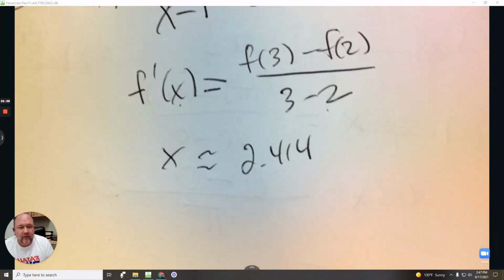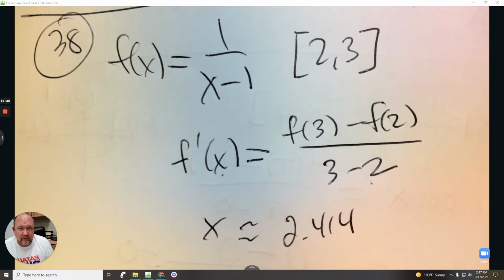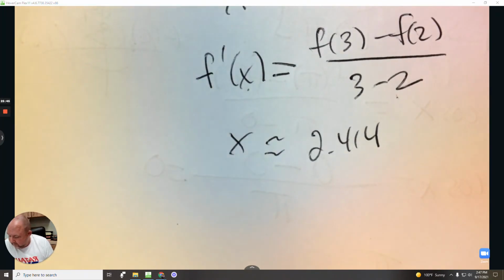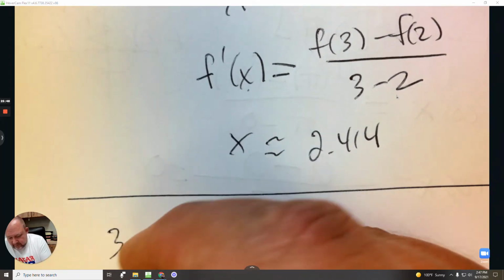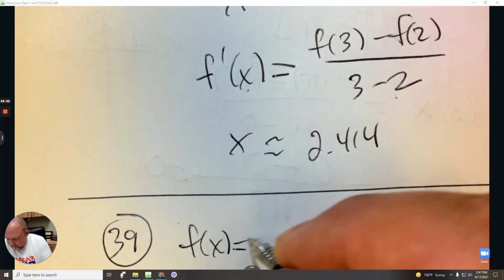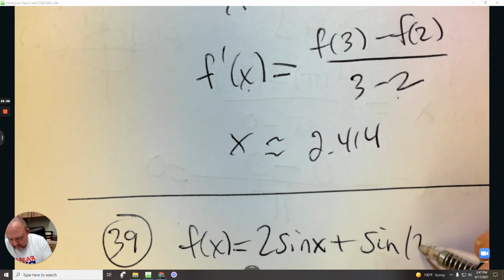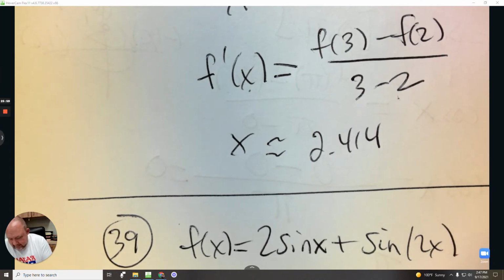Anyways, are you starting to have those skills with the calculator, that if you're allowed to use it, you have some skills to use it? 39, let's do this with trigonometry. So we have a function, 2 sine x plus sine 2x from 0 to pi.